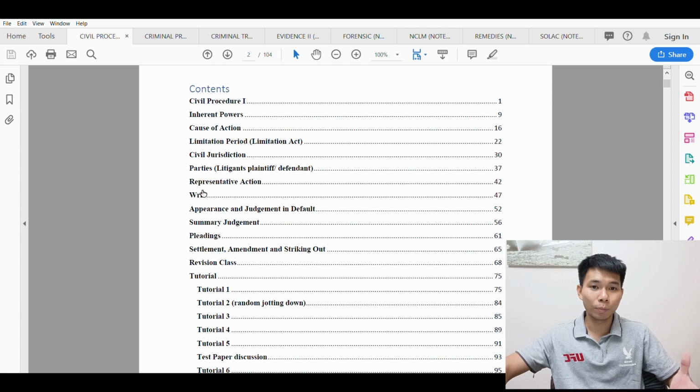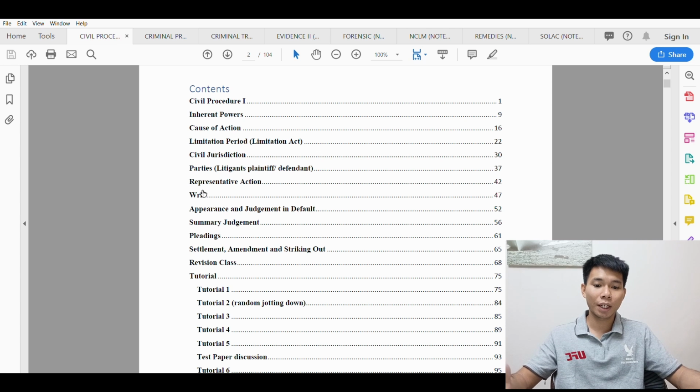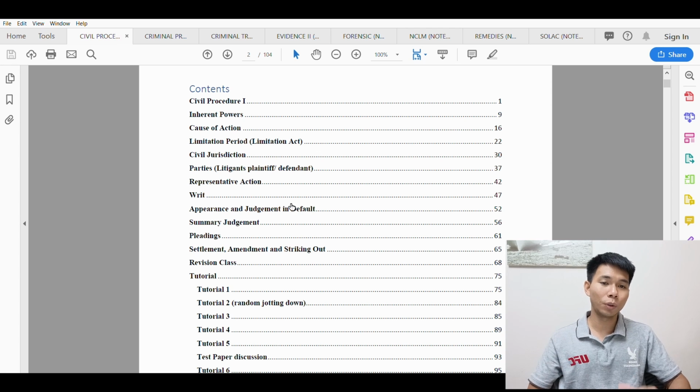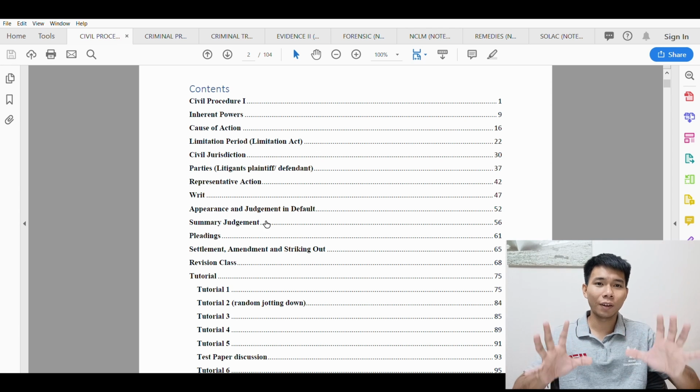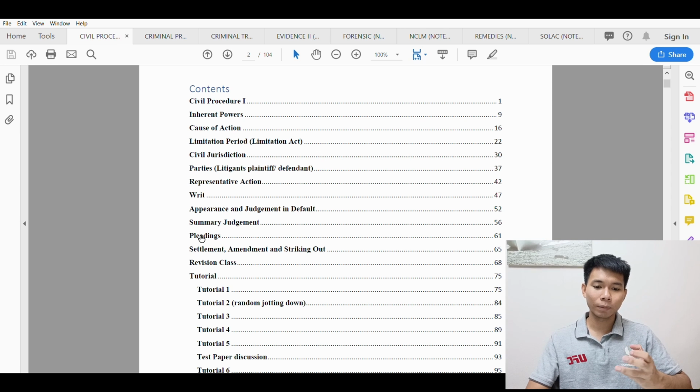Writ is how you begin the proceeding, appearance and judgment in default, whereby you don't even come to court to defend yourself. Summary judgment is a straight away judgment or straight away case concerning the dispute at hand, which doesn't require any lengthy argument. Pleadings is something that you want from court, and then there's settlement, amending, and striking out.